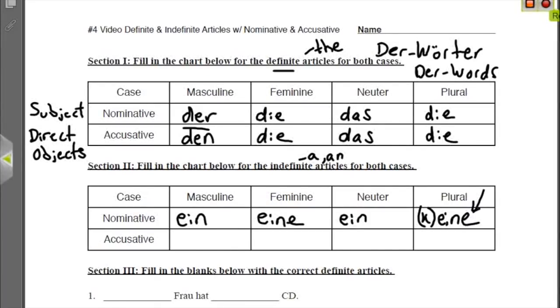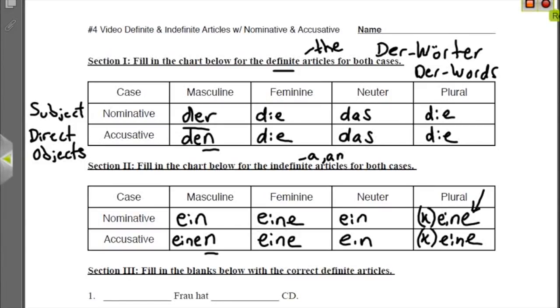As in the previous chart with the definite articles, we don't change the feminine or the neuter or the plural. They all stay exactly the same as they were in the nominative case, and as they were with the definite articles, the only one that changes here is the masculine. That one changes to einen, and you'll notice that we have here an N at the end of it, just as we did here in the accusative case for the definite articles.